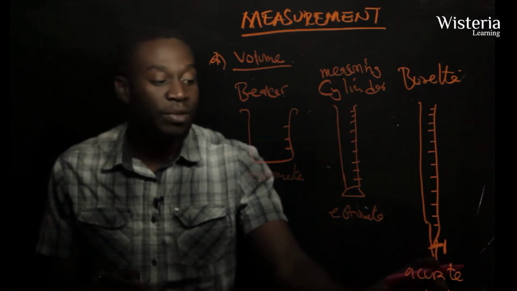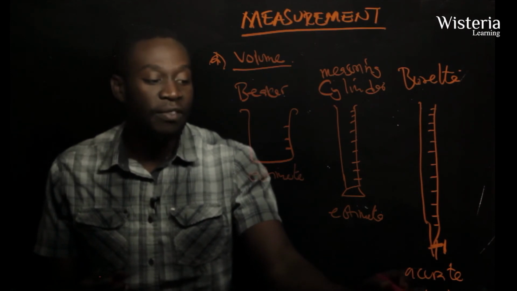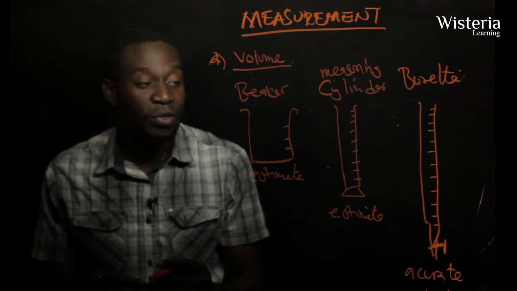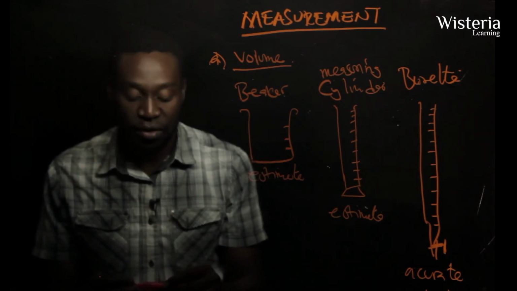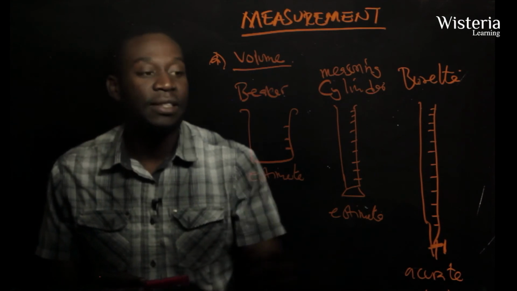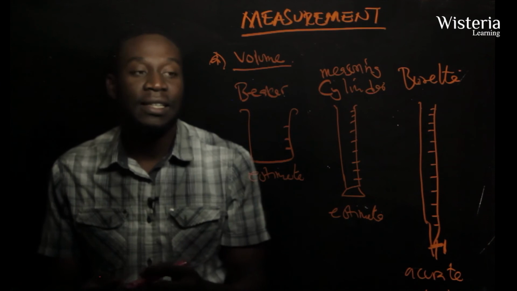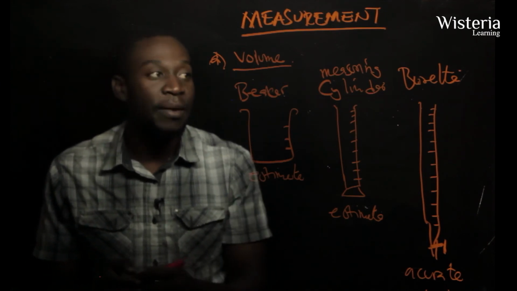A burette is the most accurate because we can measure volumes like 25.1, 24.9, plus or minus 0.1. So if you want to measure the most accurate volume, we usually use a burette. If you want to estimate the volume accurately, we use a measuring cylinder. And if you want to just estimate the volume, we usually use a beaker.